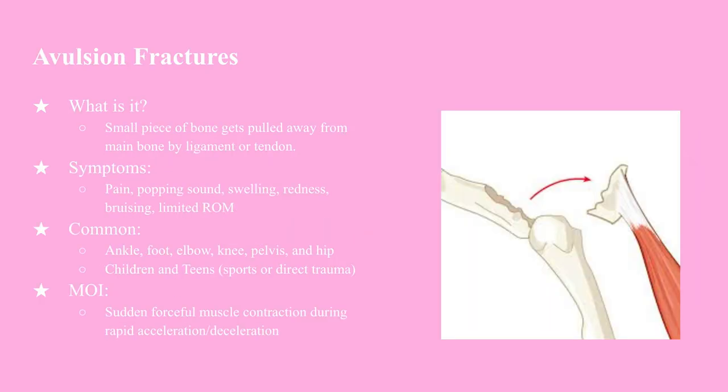Avulsion fractures are when a small piece of bone gets pulled away from the main bone by a ligament or tendon. Symptoms of this include pain, a popping sound, swelling, redness, bruising, and limited range of motion. Some common areas are in the ankle, foot, elbow, knee, pelvis, and hip. This is seen a lot in children and teens due to growing bones, also because of sports or direct trauma. The mechanism of injury is usually a sudden forceful muscle contraction during a rapid acceleration or deceleration.